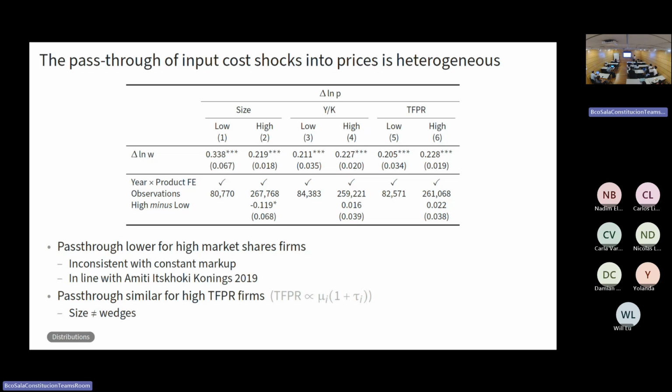Now, the argument that I showed you before tells you that you shouldn't only compute these with respect to prices, but also quantities. And we haven't done that yet. We're doing it.